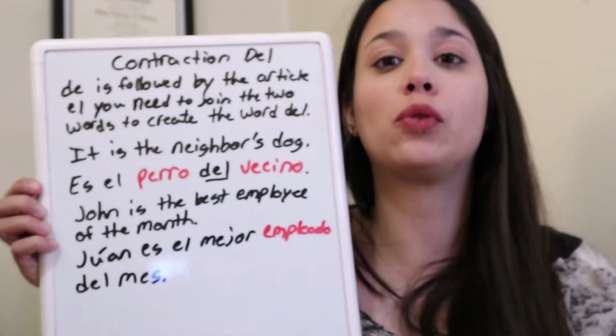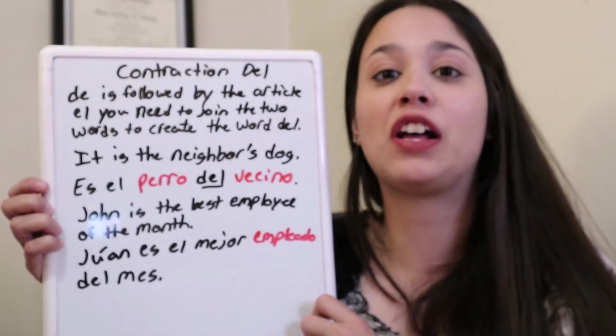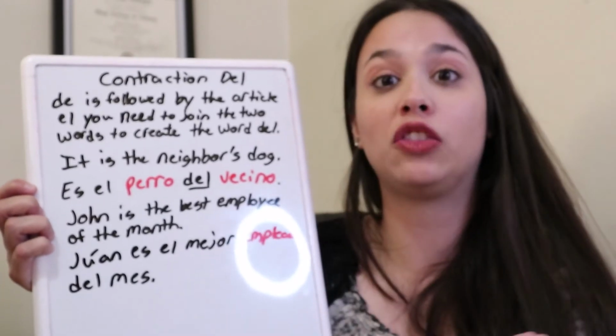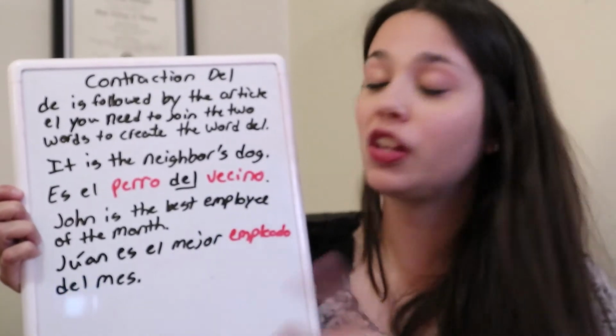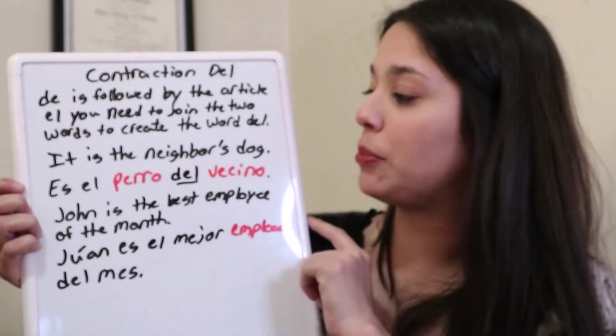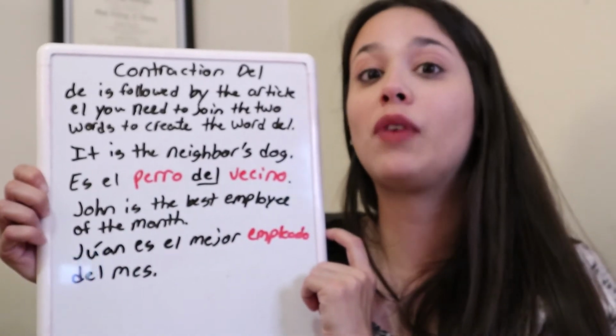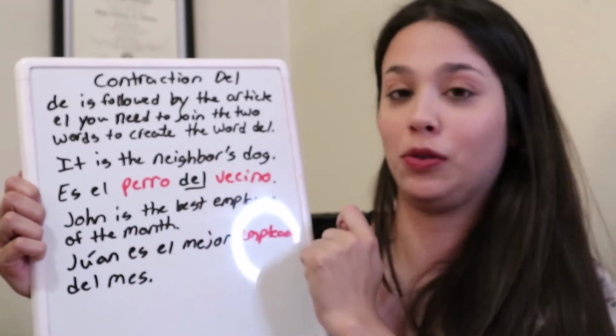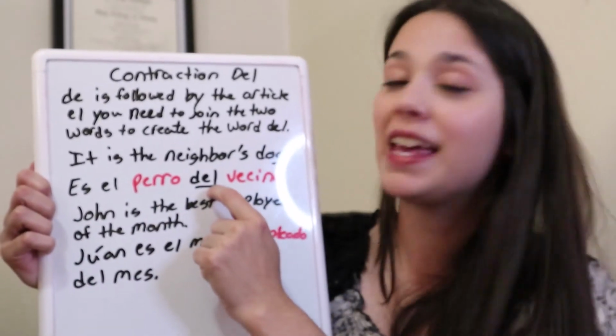So here's a rule to remember. So when de is followed by the article el, you need to join the 2 words to create the word del. So let's look at these 2 examples. It is the neighbor's dog. So we would write this in Spanish, es el perro del vecino. And we see it here combined, del.